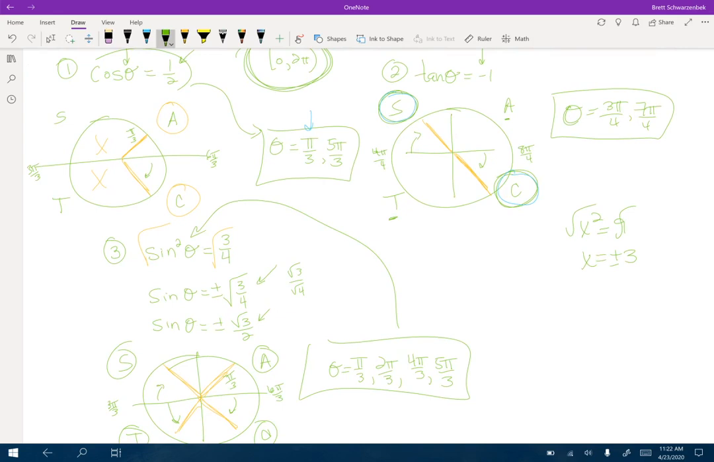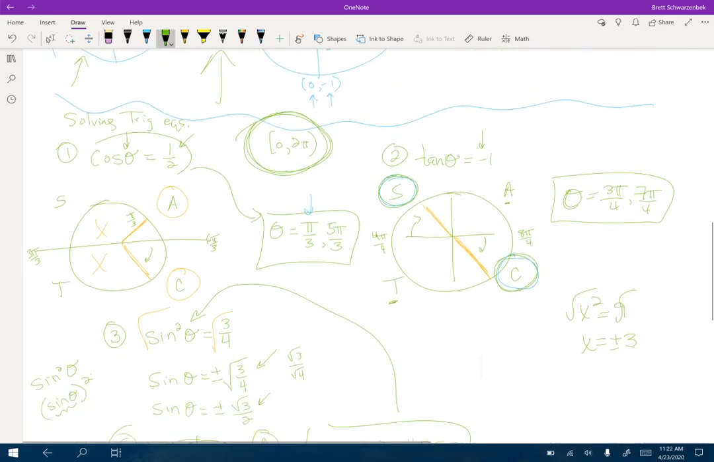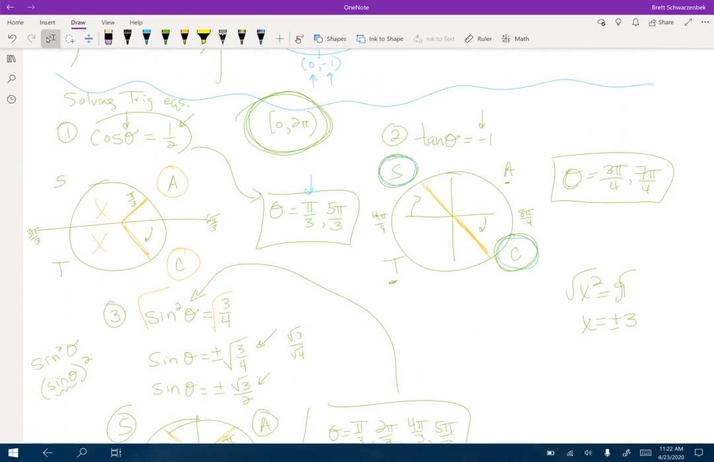A side note, by the way, sine squared theta is the same as sine theta squared. So when you're evaluating, you would take these values and you would plug them in here and then find the evaluation and square it. So that's sort of a side note. So that is, in a nutshell, our trig review.